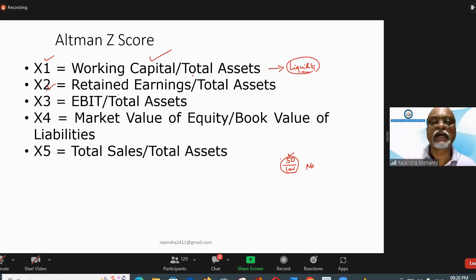X2 is represented by retained earnings to total assets. So what does this mean? Retained earnings means after adjustment of all the things, what is the net profit you are showing in your balance sheet? That is your retained earning to total asset. What does this tell you? Return on investment. Basically, it is the equity return on your total assets.